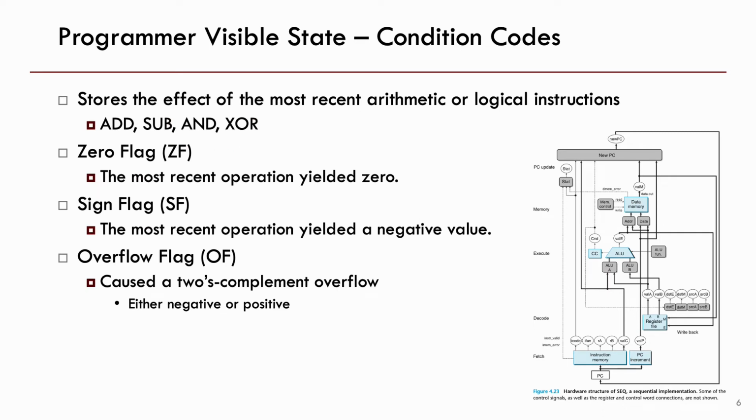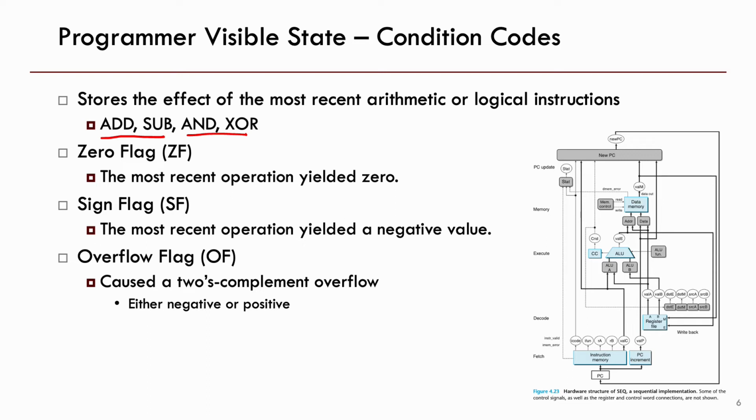The next visible state is the condition code, and it stores the effect of the most recent arithmetic or logical instructions. So in y86, we have two arithmetic instructions, add and sub, and two logical instructions, AND and XOR. If the outcome of these four instructions satisfies a certain condition, then we will set or reset the corresponding bits for that.